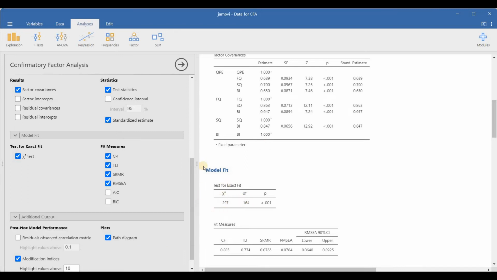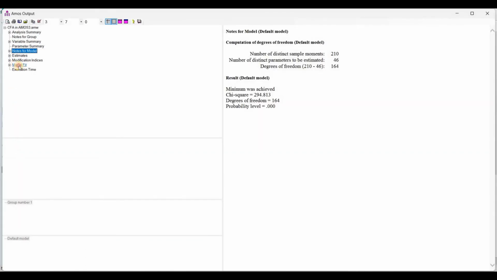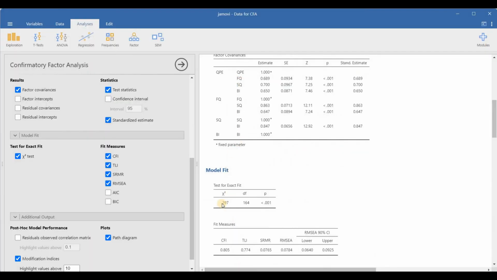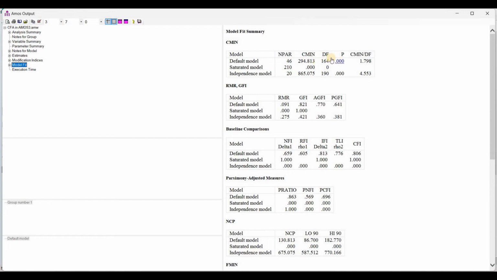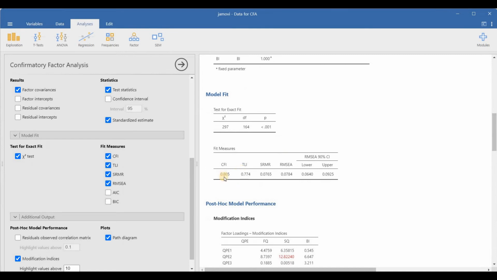And then furthermore, we have to check the model fit. Model fit indices are the chi-square, whose value is 297. Here, if we go through the results, in the model fit our chi-square is 294, somewhat lower than here. Otherwise, degrees of freedom 164 and p-value 0.01; the degrees of freedom are the same. The values of the TLI 0.776 and CFI 0.8 are exactly the same.